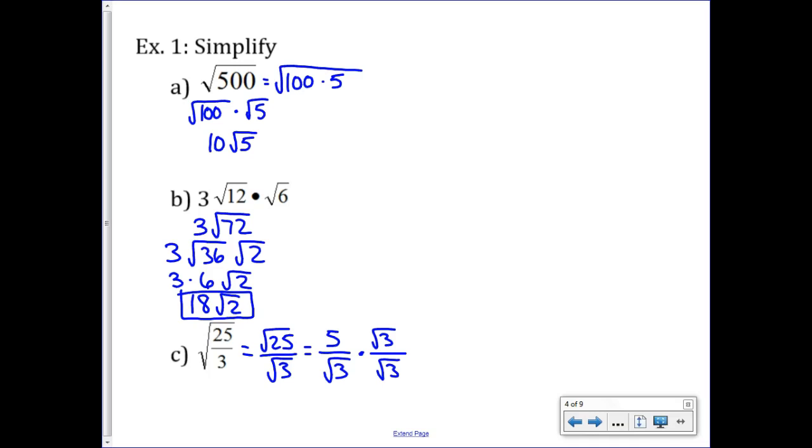Then when I multiply across the top, so I get 5 radical 3 over, now you can look at this in one of two ways. The square root of 3 times the square root of 3 then is the square root of 9, or you can just think about that we know the square root of 3 times itself is going to just be 3. Either way, this simplifies down to 3 in the denominator. We've now cleared it of any radicals, so we are good to be done at that point.